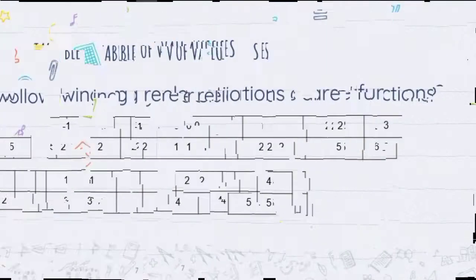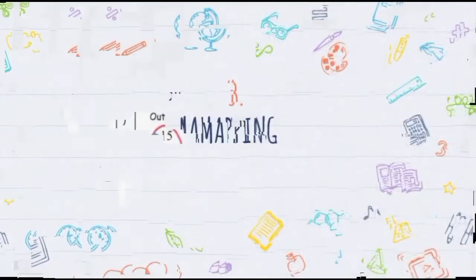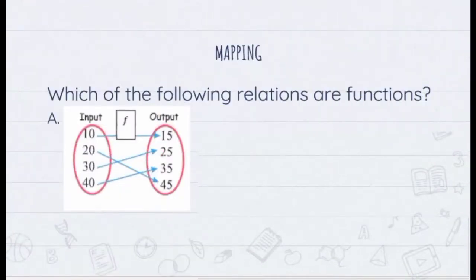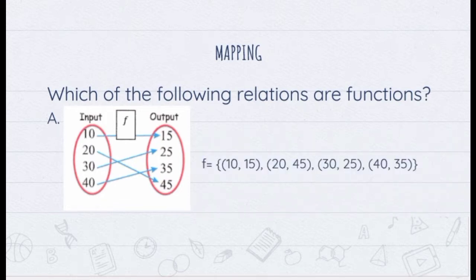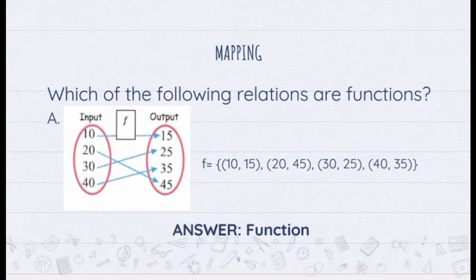Let us now consider number 3, mapping. This is a map of a relation with input x paired to output y. If we are having a problem identifying if this is a function, we will first make it into a set of ordered pairs before we decide. We have here 10 paired to 15, 20 paired to 45, 30 paired to 25, and 40 paired to 35. As you can see, all values of x here are non-repeating, therefore this is a function.